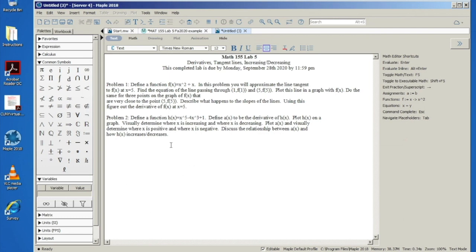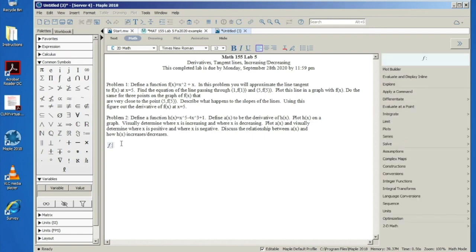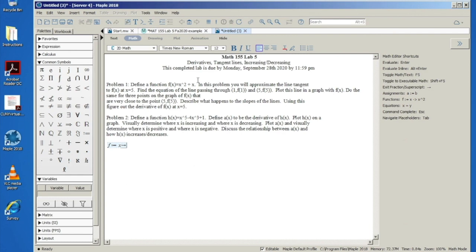So the first problem asks me to define a function f of x equals x squared plus x. So the first thing that I will do is define that function. I'll have f equals x squared plus x. But before I do that, this function is going to be eventually taking values, so I want to make sure that I tell Maple that the function is in fact going to be taking in values for x. So it's going to be x squared plus x. I am using the virtual console, so if you see some lag, that is the reason why.